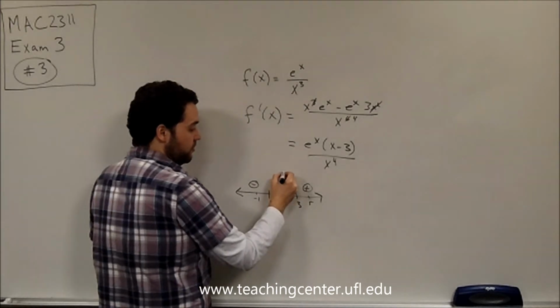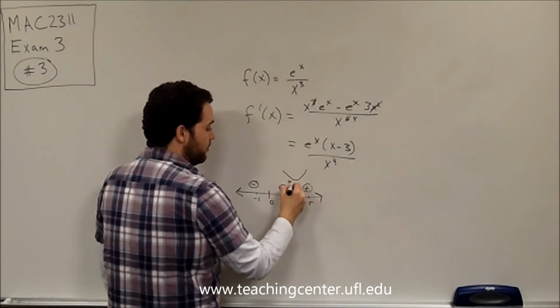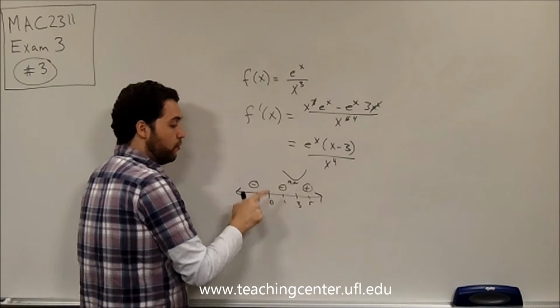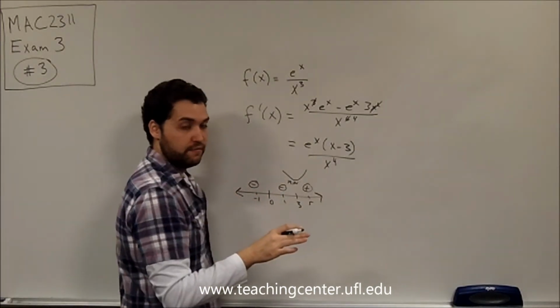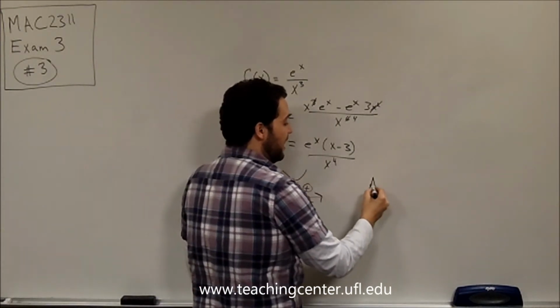3 is an extrema, and since it was decreasing and then increasing, that's going to be a minimum. So that means that you're only having one relative minimum and no relative maximums. So that's going to be answer choice A.